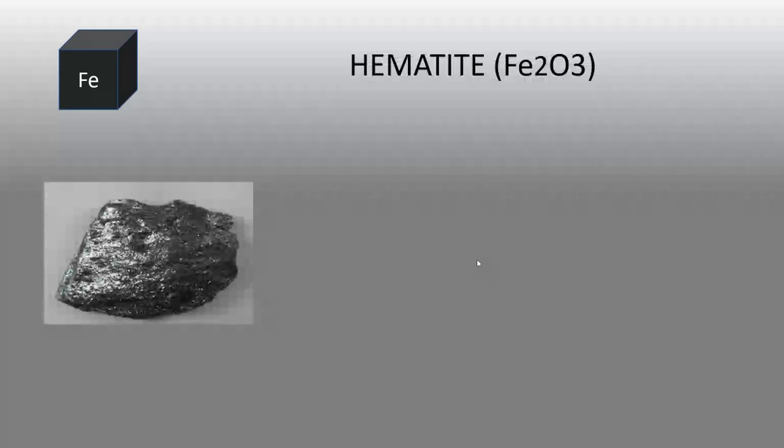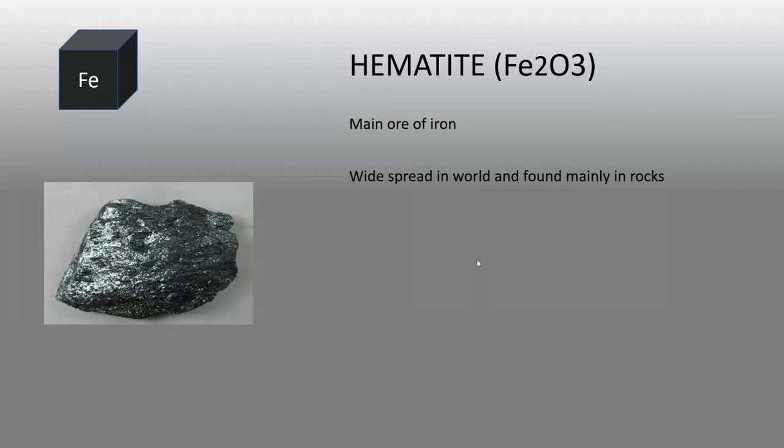So let's start with iron. In this picture you can see hematite, Fe2O3, its chemical formula. Hematite is the main iron ore, and it is generally found everywhere in the world, in the form of rocks, as you can see in the picture. The color is mostly blackish. So hematite is the main ore of iron.